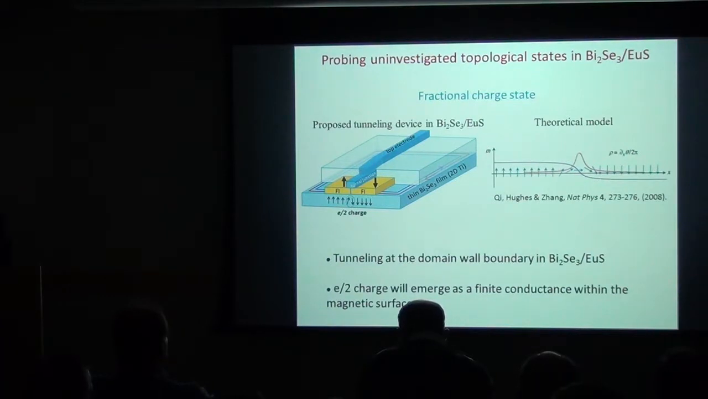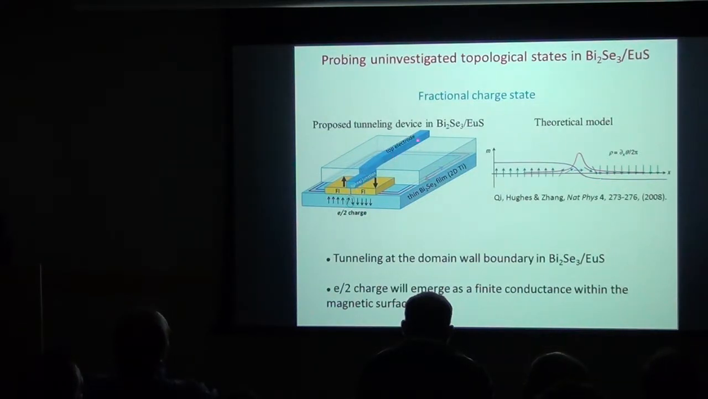And it is the topological nature of the material, and it can also be used for quantum computation. There is a theoretical model which has shown that this half-charge state actually exists along the domain wall whenever there is a magnetization change on top of a topological insulator thin film. So we can use a similar tunnel junction to probe that state.